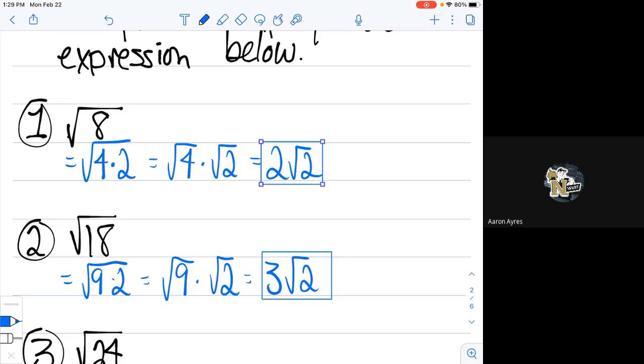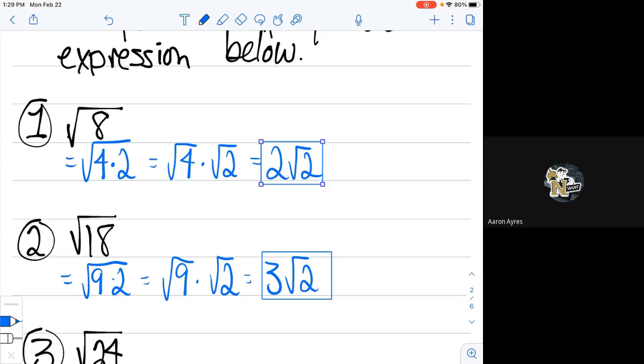You know which one's at its lowest form because 2 has no perfect square factor greater than 1. It's simplified. The radical is the little check mark line. This sign right here is the radical symbol. So we say 2 radical 2, or you can say 2 times the square root of 2. How do you know what's before the radical?